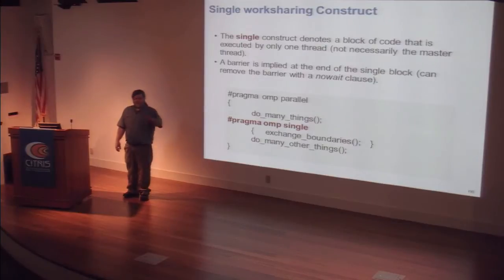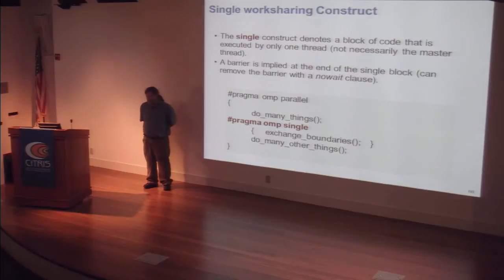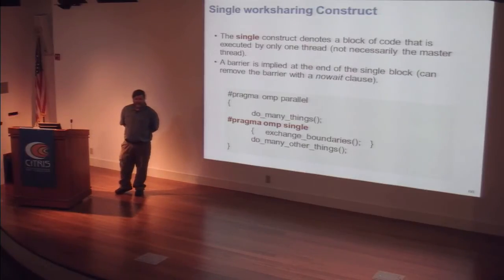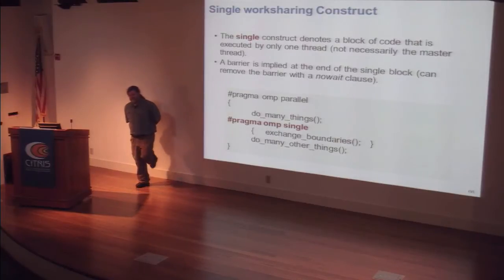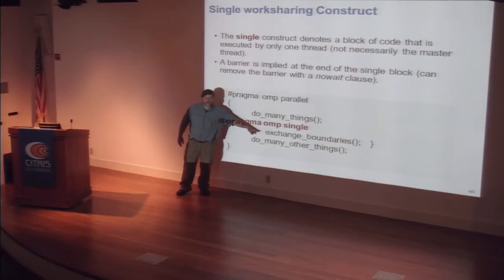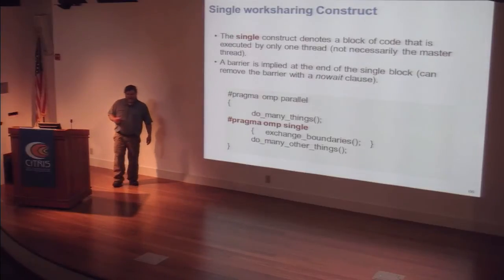Yes? Is there a way to specify whether it's the first thread or the last thread that enters that one? Any thread. You have no control over which thread it is. In every implementation I know of, it's the first thread. All right? But there's nothing in the standard that says. So in other words, if I had logic where it really mattered to me which thread in the team did this, I would not use single. I'd have to use what's your thread ID.